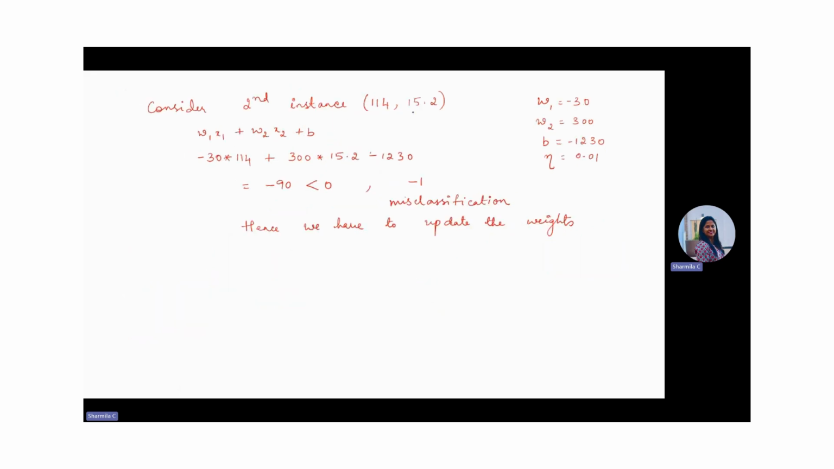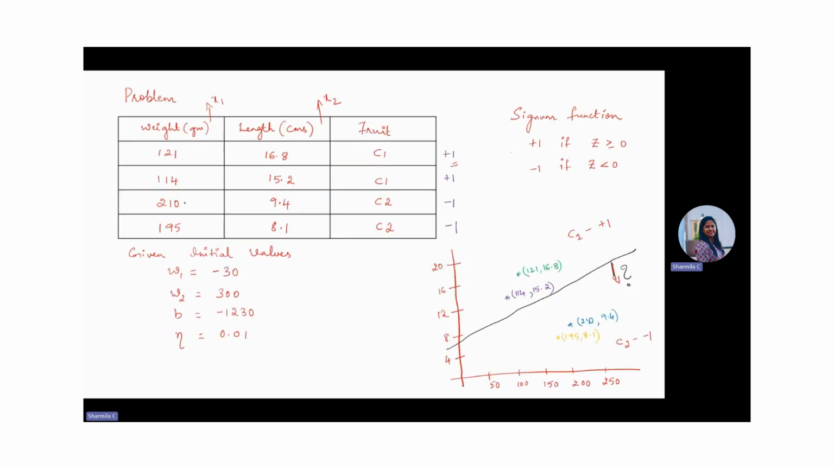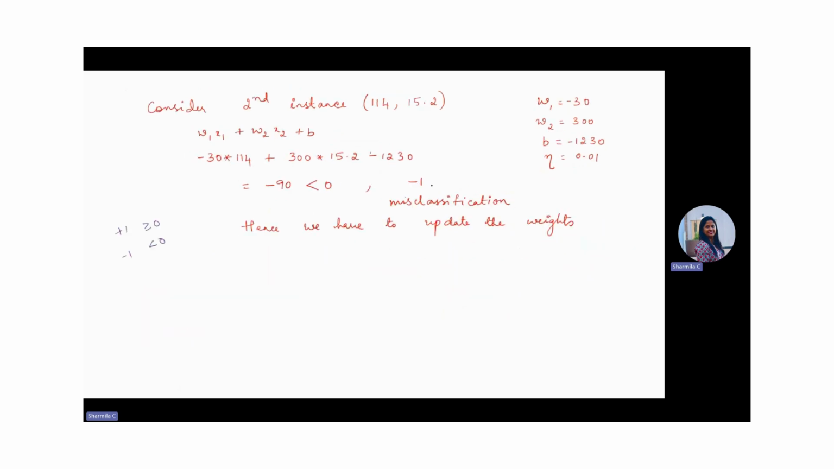So consider the next instance. When you consider the next instance, again we get W1 into X1 plus W2 into X2 plus B. Substitute the values. When you substitute the values, what do I get? Minus 90. So +1 if it is greater than or equal to 0, otherwise -1. So I'm getting -1. But in the output, for the second instance, it is +1. But what I'm getting here is -1.